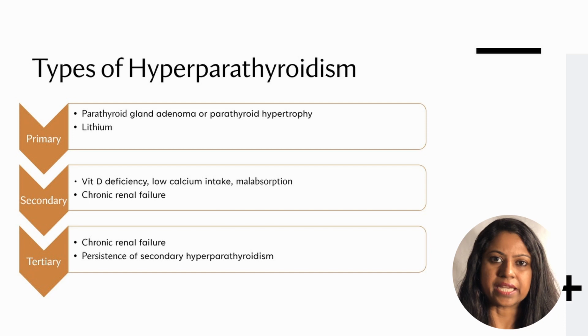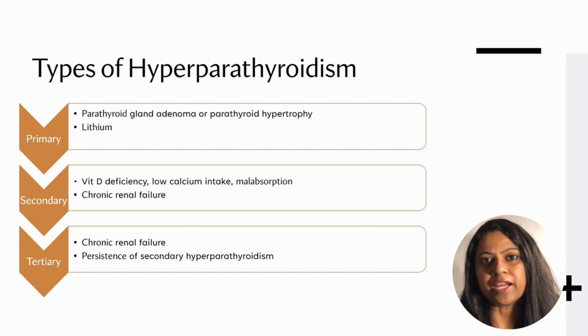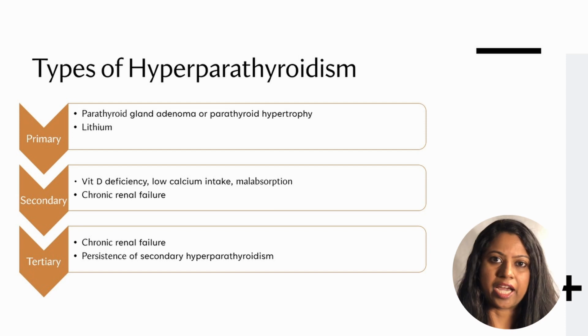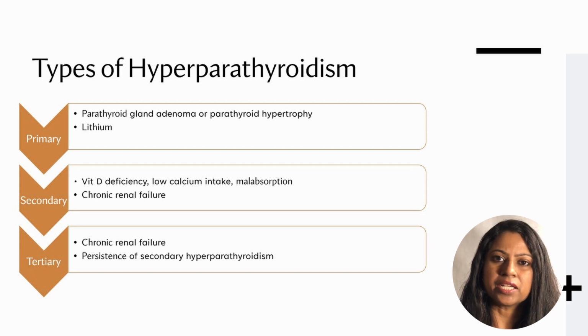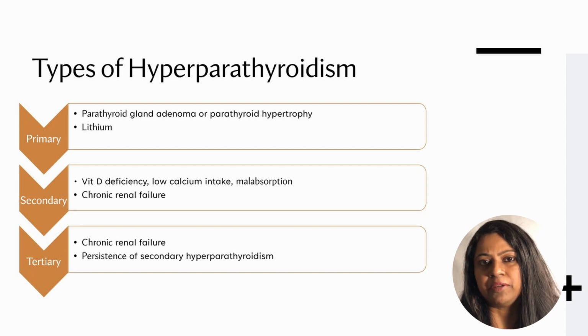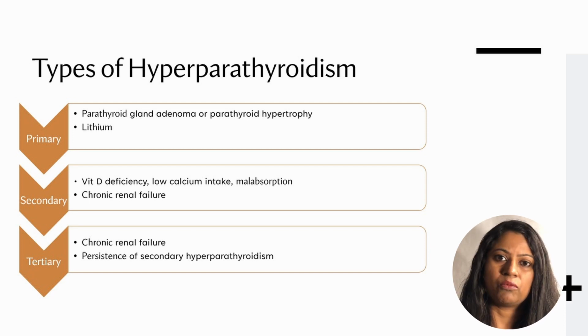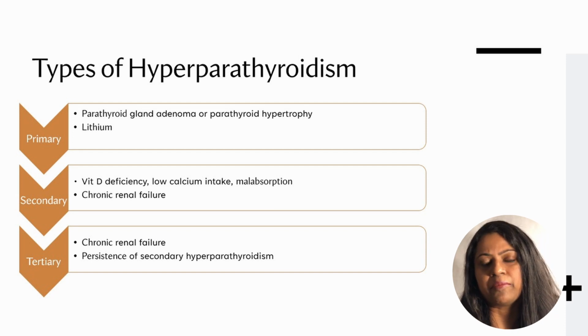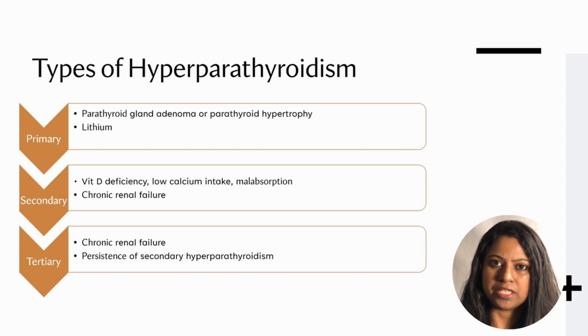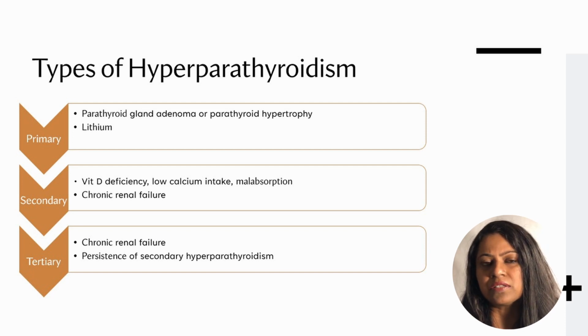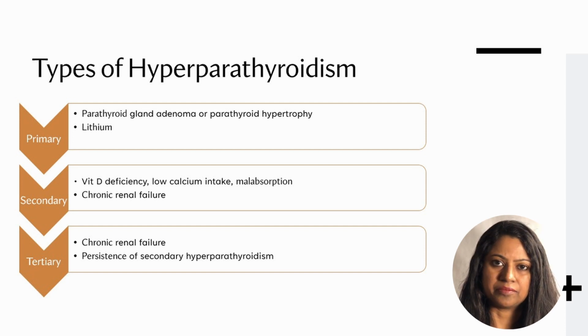Hyperparathyroidism may be primary, secondary, or tertiary. In primary hyperparathyroidism, the defect is in the parathyroid gland. For example, it may be a parathyroid adenoma or parathyroid gland hypertrophy. Sometimes it may be caused by lithium toxicity. In secondary hyperparathyroidism, the cause is outside the parathyroid gland. More commonly, it may be chronic renal failure which causes a vitamin D deficiency, or it may be a primary vitamin D deficiency or a low calcium intake. Tertiary hyperparathyroidism is seen most commonly in long-standing cases of chronic renal failure.